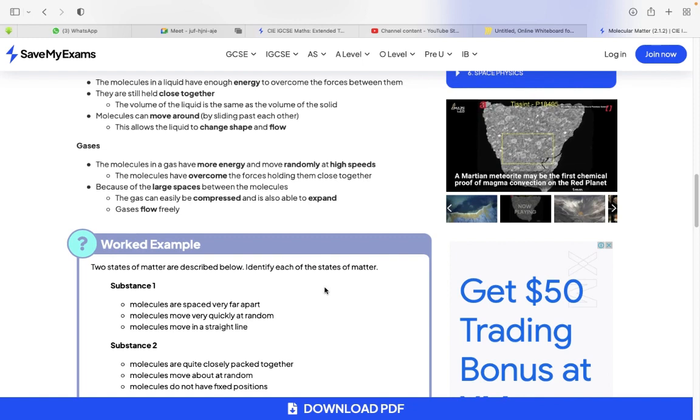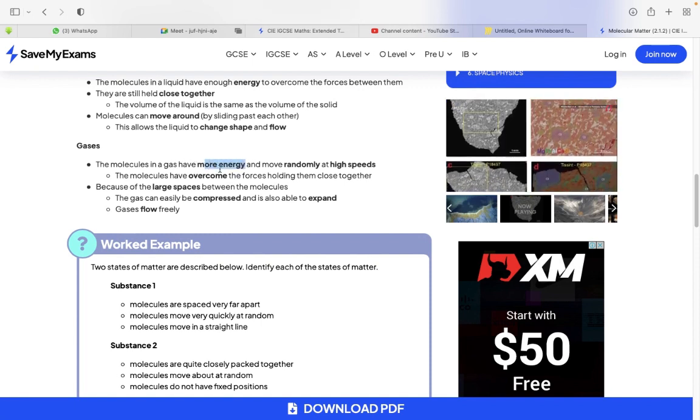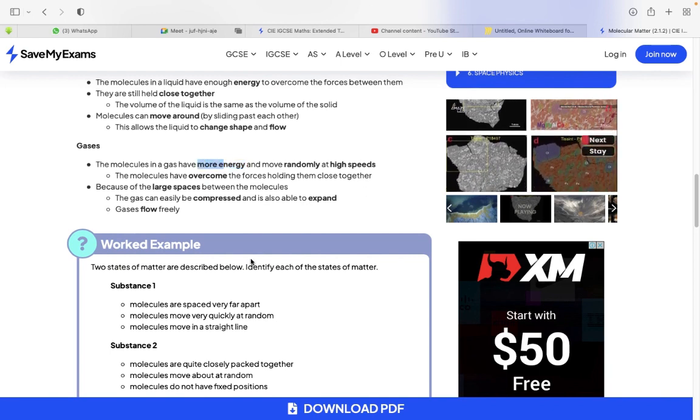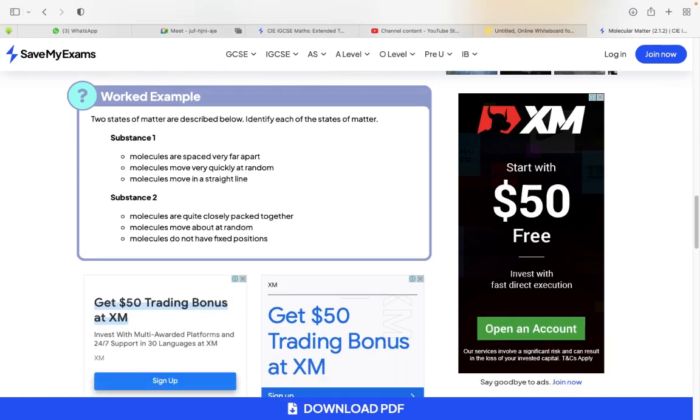So for gases, we already covered this. Gases have more internal energy to move the atoms or molecules, and they move randomly at a very high speed. That creates a big distance between them, and they are able to move.